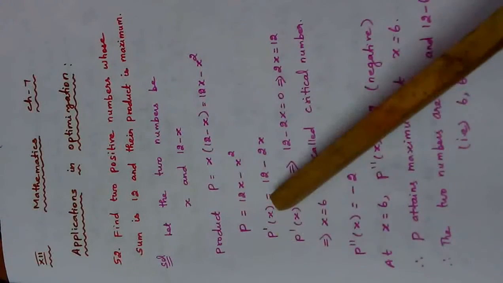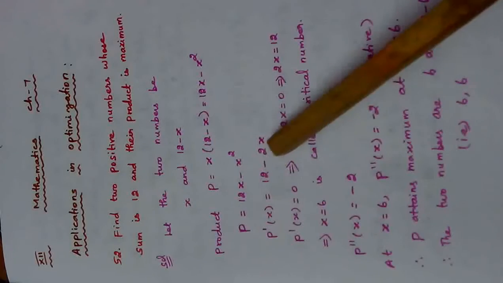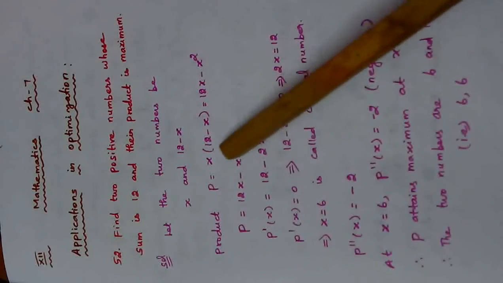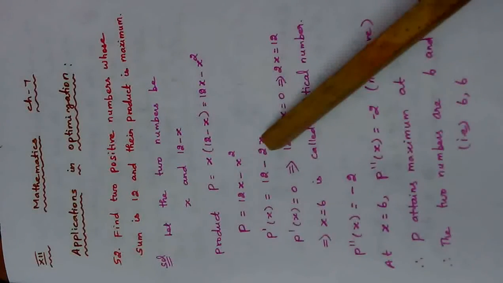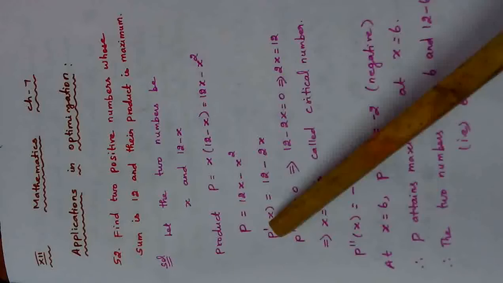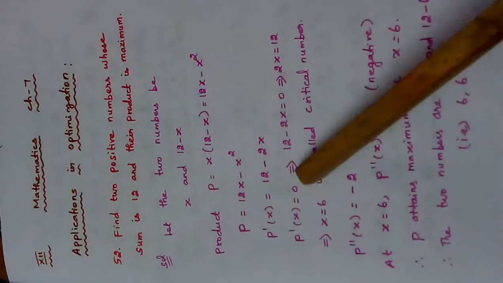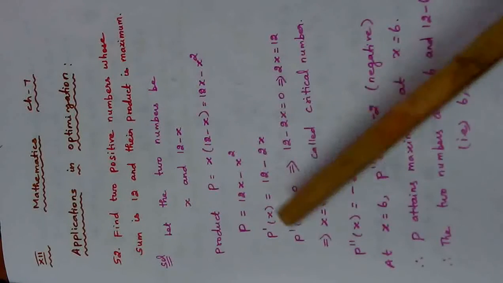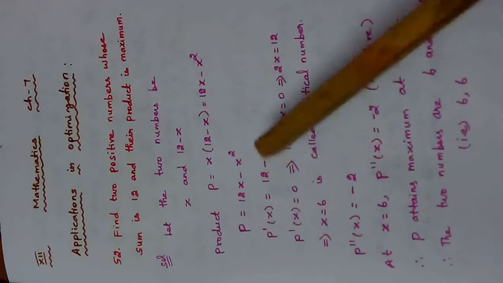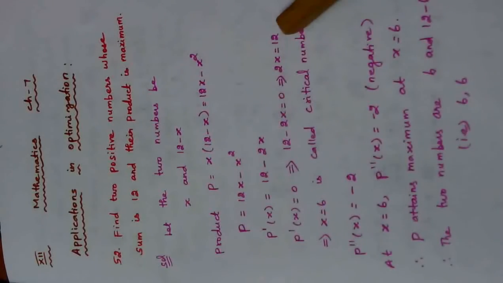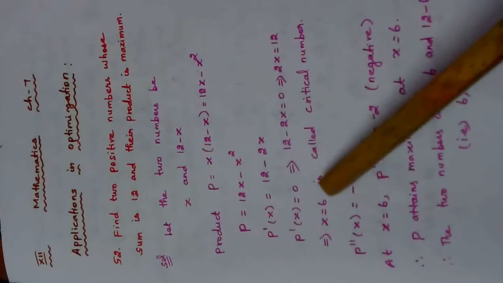So it becomes p dash of x, 12 minus x square differentiation, 2x, right? So this is first differentiation, first derivative. Put first derivative equal to 0. This is what we will do while finding what? Local extremum also. P dash of x equal to 0. So this equal to 0. Simplifying, we will get the x value as 6.